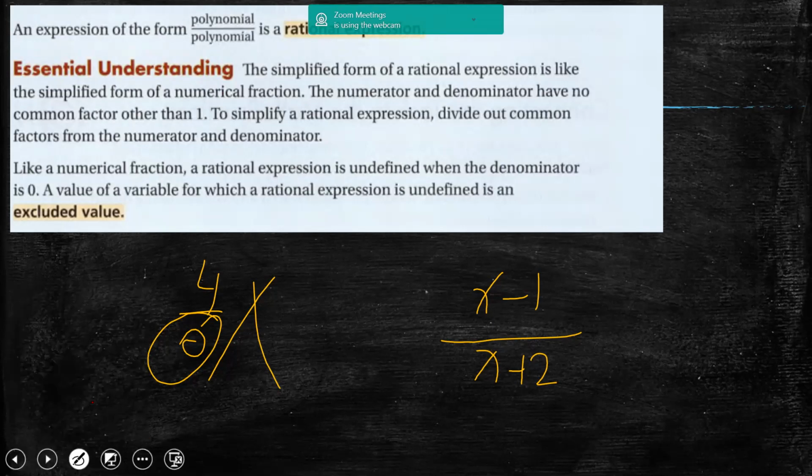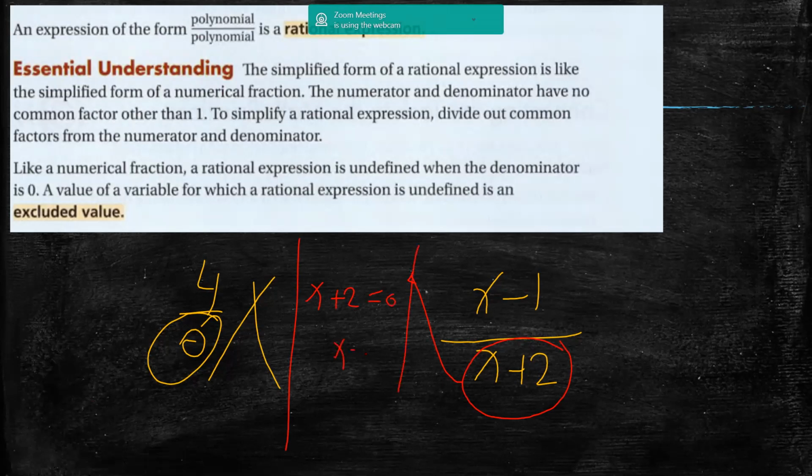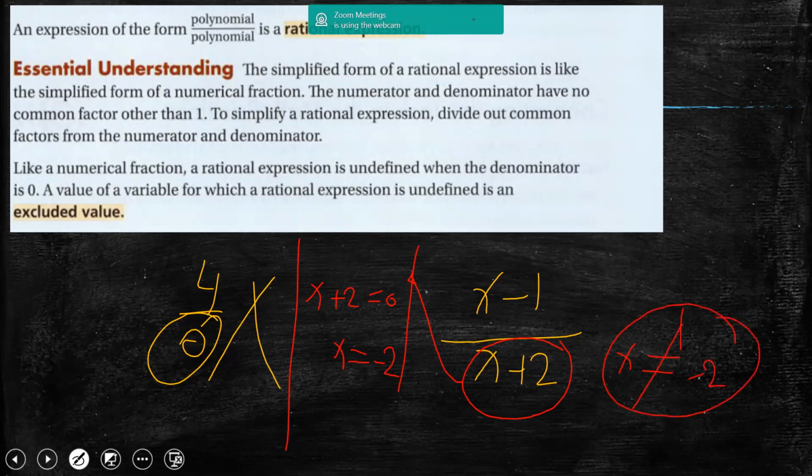What you have to do? You will look at the denominator. Take it. Find the 0 of the denominator. How? By letting it equal 0. So x is negative 2. So I will say that here it is defined in all values except x not equal negative 2, or when x is not negative 2. This means excluded value. It is a value of a variable for which a rational expression is undefined.